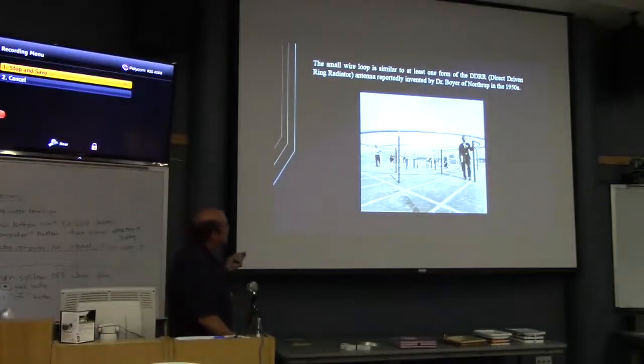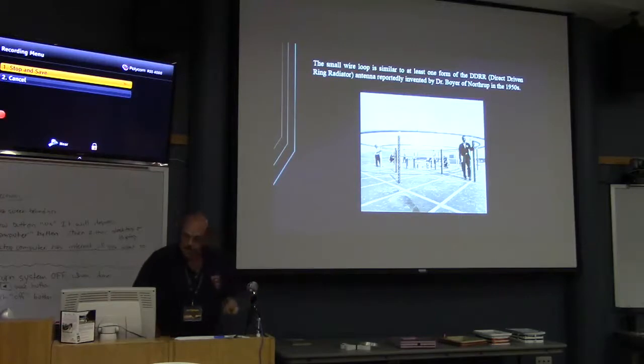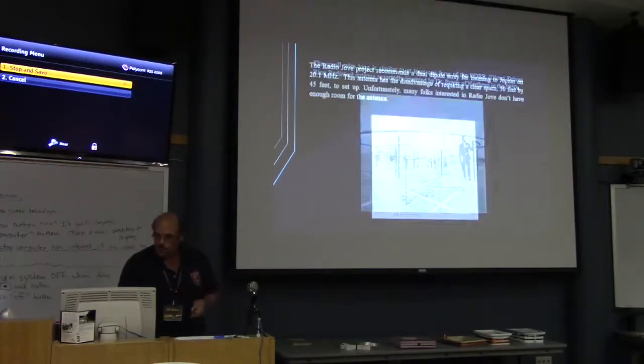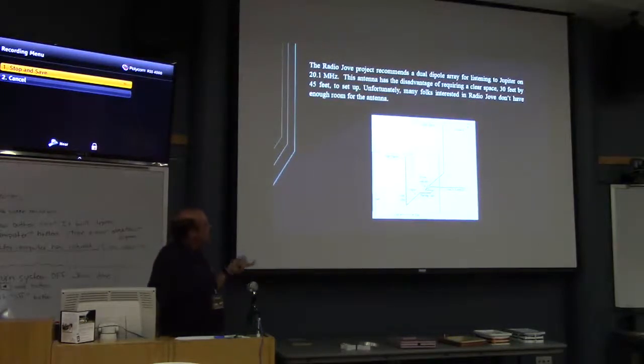This thing was the DVRR, direct-driven ring radiator. It's known to ham radio people. This was originally developed in the 1950s, and those are different versions of the ring radiator. Each one of these is a different size, and you're down to the little tiny one that's right here. It was developed for the military, I believe. It was Northrop.